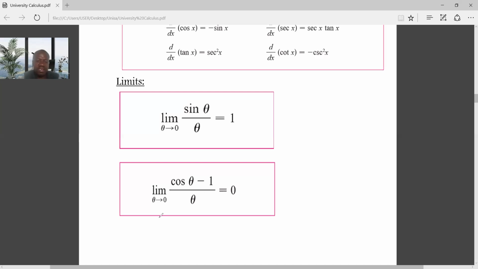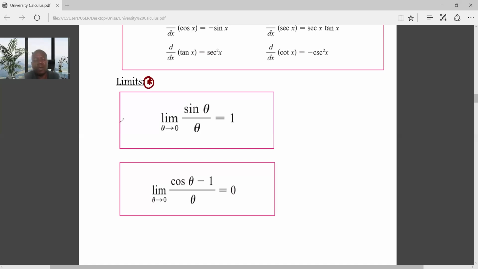And the second one says the limit as theta approaches 0 of cos of theta minus 1 over theta becomes 0. But we'll talk more about that, don't worry. So this is what we need to know: the limit as theta approaches 0 of sine theta over theta becomes 1, but the limit as theta approaches 0 of cos theta minus 1 over theta becomes 0. So this is what we actually want to prove.